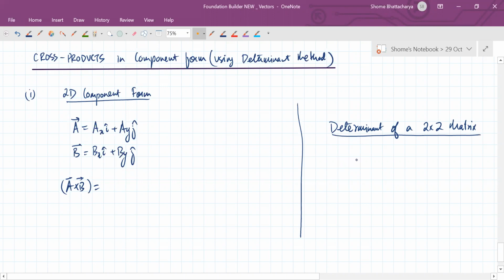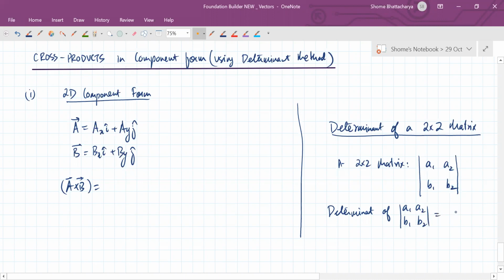A 2 by 2 matrix is nothing but a linear array of two rows and two columns. This kind of thing is called a 2 by 2 matrix. And the determinant of this 2 by 2 matrix is given by a simple relation. Basically it is this diagonal minus this diagonal, so it is basically d1 minus d2. This is what we are calculating.